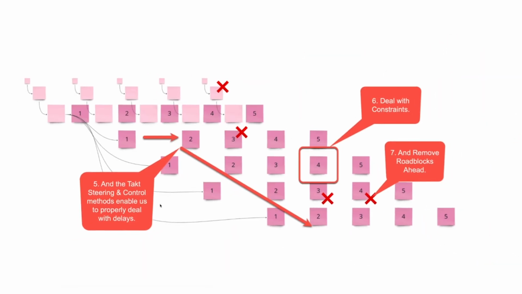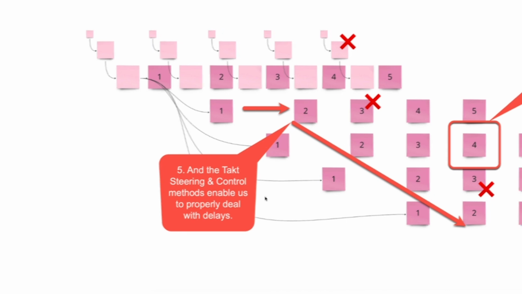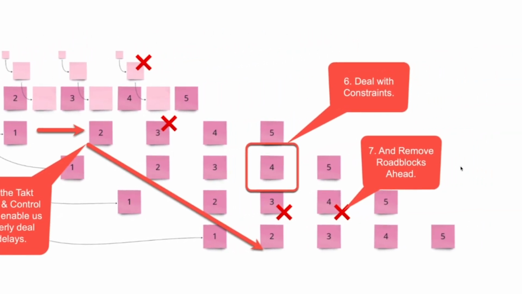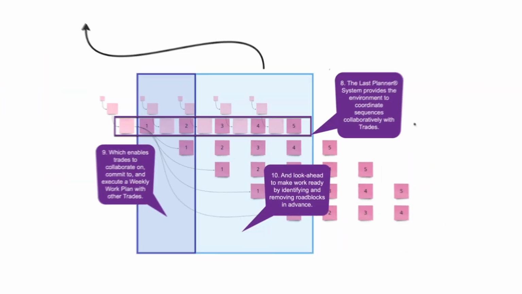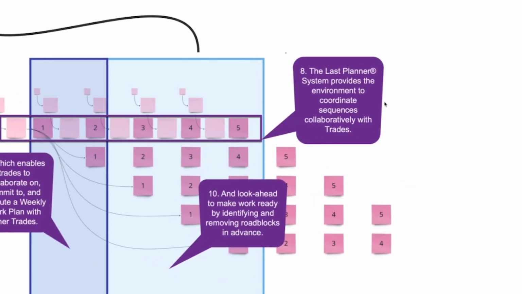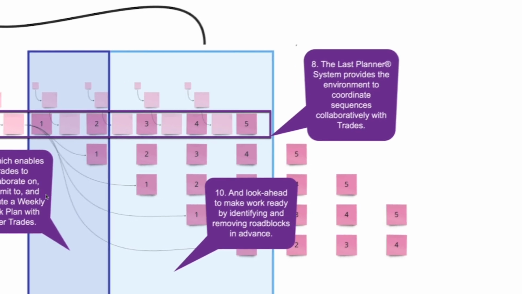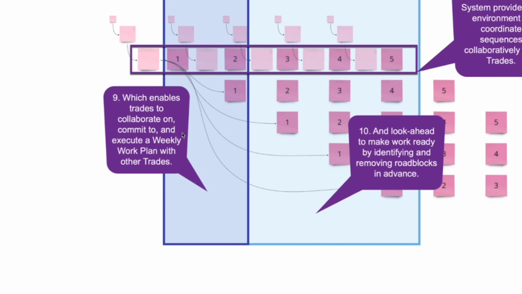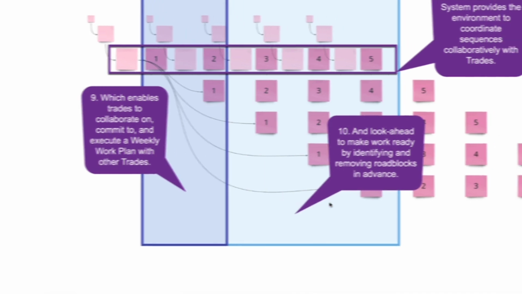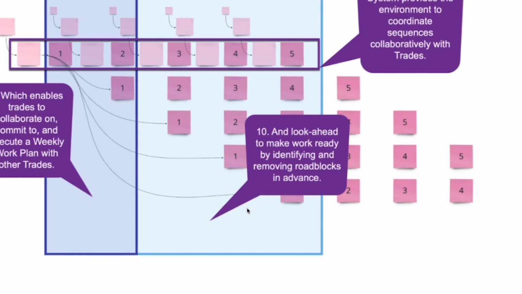And the Takt steering and control methods enable us to properly deal with delays, deal with constraints, and remove roadblocks out ahead, because it's a nimble system and it maintains your trade flow. And the Last Planner System provides the environment to coordinate sequences collaboratively with the trades, which enables trades to collaborate on, commit to, and execute a weekly work plan with other trades, and look ahead planning to make work ready by identifying and removing roadblocks in advance.